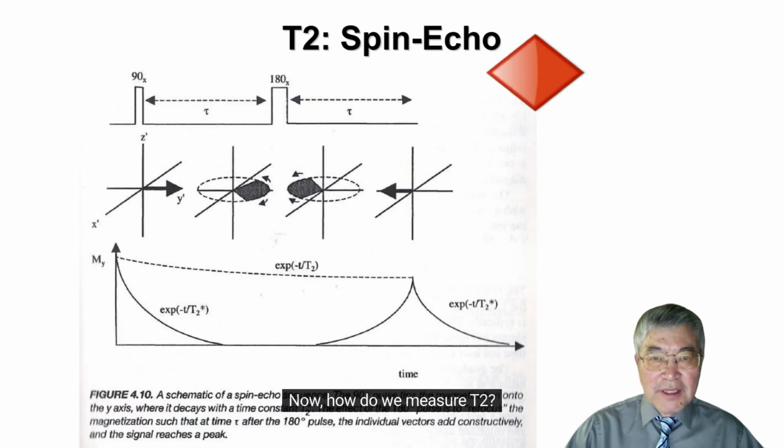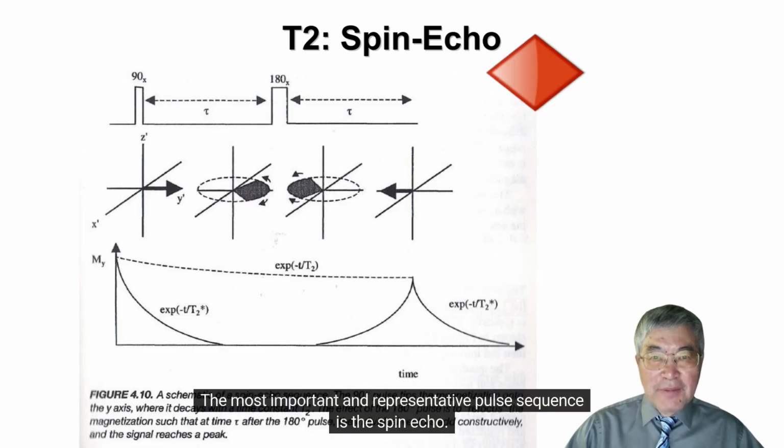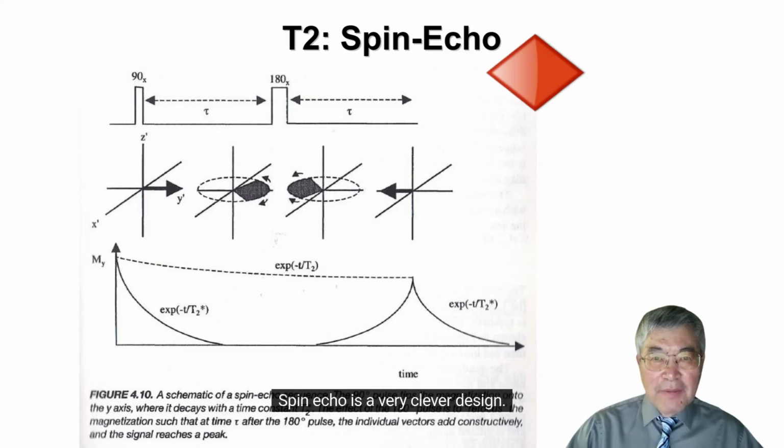Now, how do we measure T2? The most important and representative pulse sequence is the spin echo. Spin echo is a very clever design. It allows us to measure T2 directly.